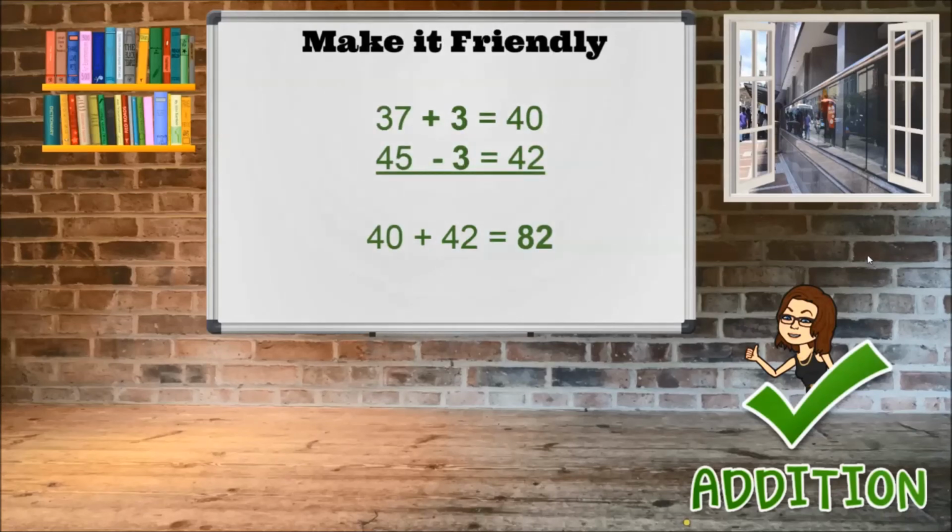Making it friendly. In addition, you can take a quantity away from one number and add it to the other number without changing the sum of both numbers. In this example, we took away 3 from 45 and added it to 37. Now we are adding 40 plus 42, which is more friendly to add.